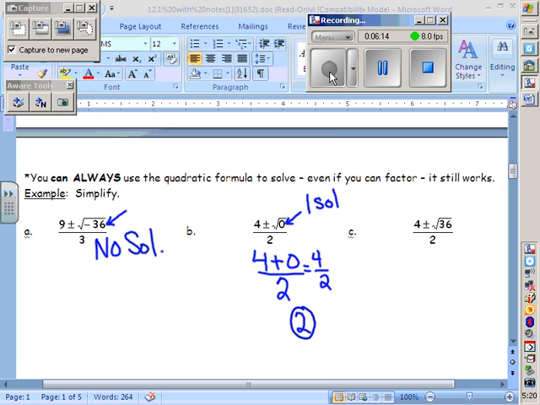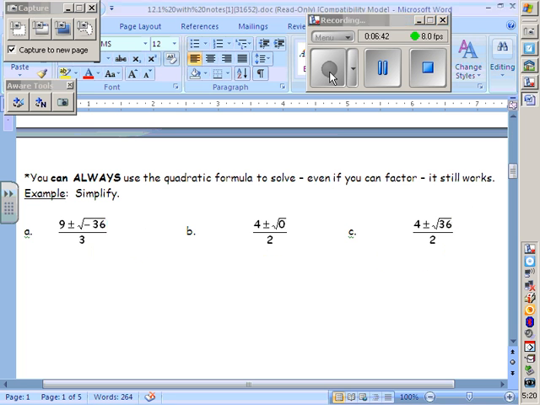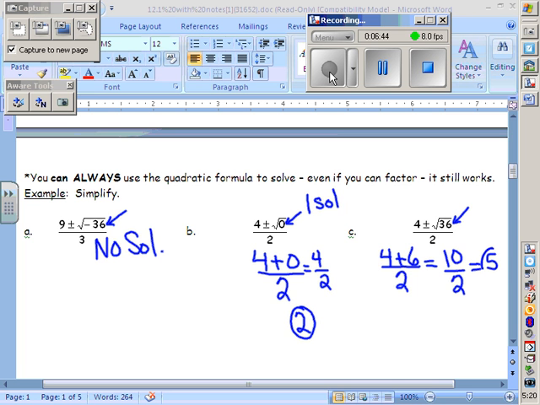On my C problem, I look at my radical and I do have a perfect square. Because I have a perfect square, I know I'm going to come up with two different answers. So I'm going to break this problem up into two problems. The first one will be 4 plus the square root of 36, which is 6, over 2. 4 plus 6 is 10 over 2. And 10 divided by 2 is 5. My first solution, or my first x-intercept, is 5.